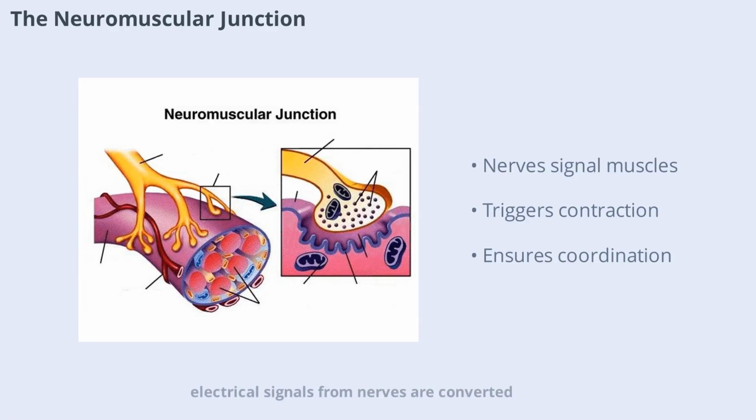Here, electrical signals from nerves are converted into chemical signals that trigger muscle contraction. This specialized connection ensures that muscles respond precisely to commands, allowing for coordinated and controlled movements. The efficiency of this junction is vital for everything from reflexes to complex athletic skill.